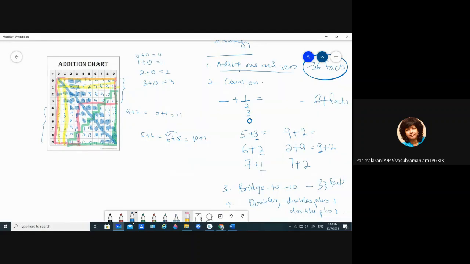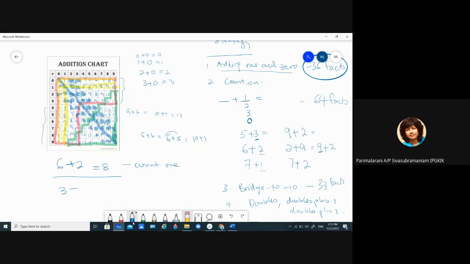Okay, so if you have a fact like this, 6 plus 2 equals to 8, what strategy is suitable for this? Out of these 4 strategies, what strategy is suitable for this? Count on. Yes, count on. There's only one strategy that we can use here, count on.